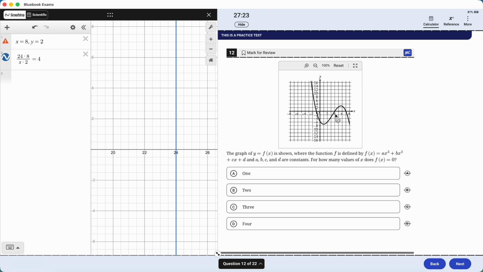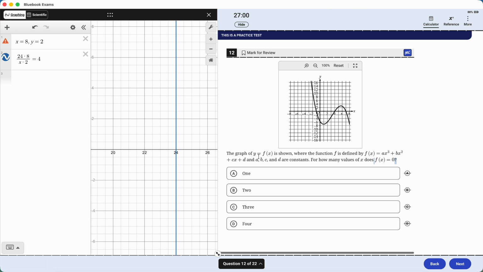Next one here, we got a graph here of f of x, right? And it basically just says for how many values of x does f of x equal 0, right? What you got to understand is really just that last part. What does that mean, right? So what it means is they're asking you to count how many x-intercepts you have, right? How do I know that's saying x-intercepts, right? Well, you see it says f of x equals 0.